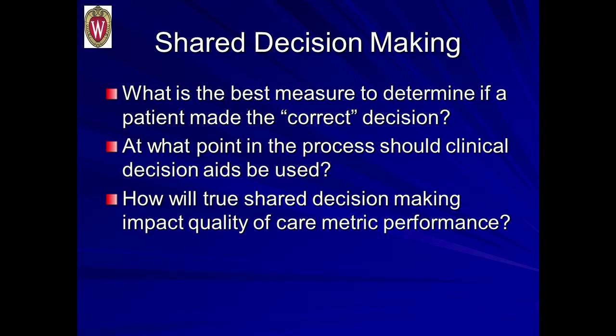So shared decision-making, some questions here. So what is the best measure to determine if a patient had the correct decision? That's certainly something that this group could look at. At what point in the process, or how should we use clinical decision aids? So clinical decision aids, oftentimes patients will work on their own and then bring back to the clinician. Where should those fit into the process? What are the best ones to use?